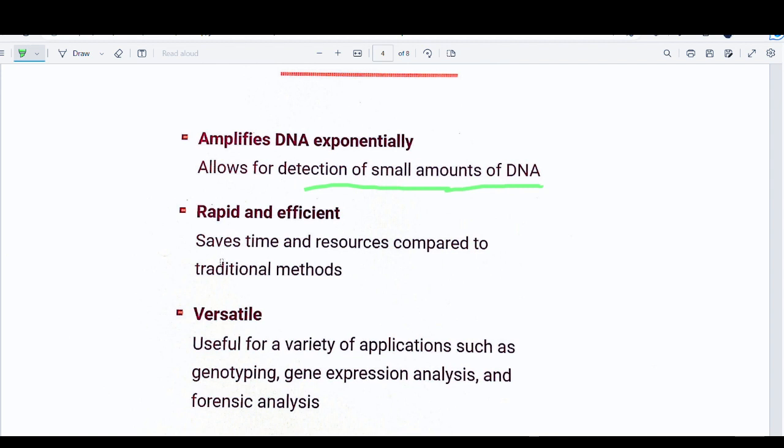It saves time and resources compared to the traditional method. The important thing is that it is very fast, we can easily get results, and we can use it rapidly compared to the traditional method. It is also useful for a variety of applications such as genotyping, gene expression analysis, and forensic analysis.